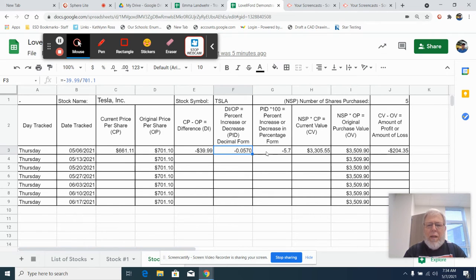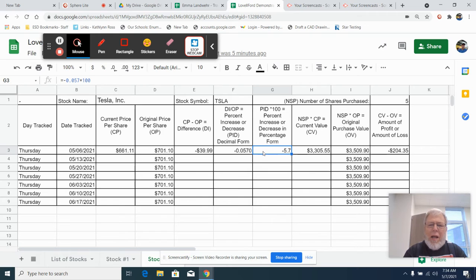So if we look up here at the formula bar again, if we take negative 0.057, multiply that by 100, that moves the decimal place 2 places to the right. And we wind up with negative 5.7%. Now we don't see a percent symbol there, but that is what the percentage is, negative 5.7%. Okay? So that takes care of this portion.